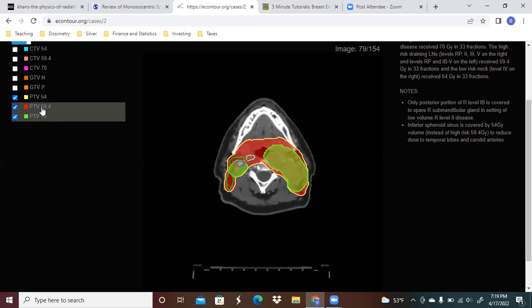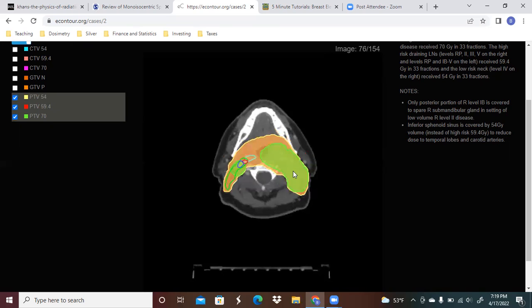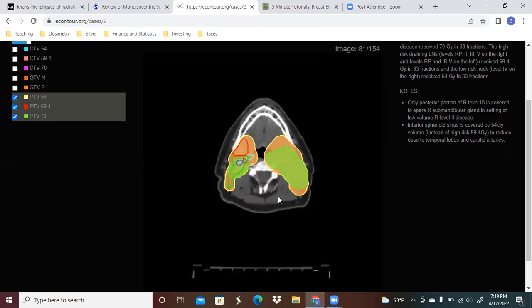And then you have other areas, other nodal chains that you're going to want to expose. Normally around the 70 here, you're going to want to hit some other areas at a little bit lower dose, maybe 59.4, maybe 60 gray. It kind of depends on the doctor and what sort of disease you're looking at. That's what they're schooled with.